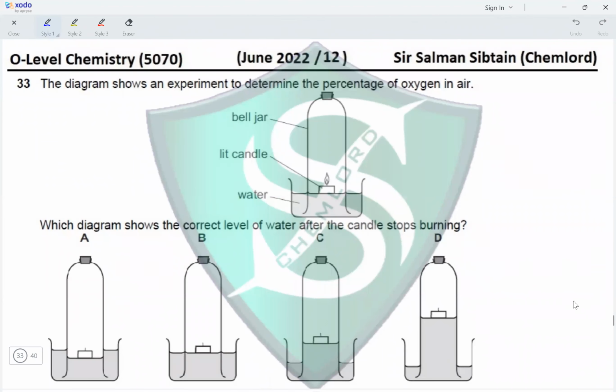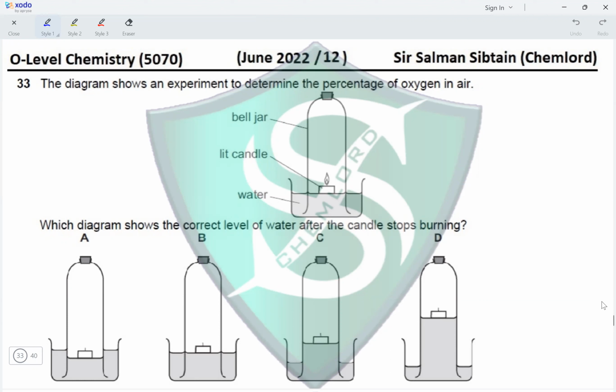Question 33. The diagram shows an experiment to determine the percentage of oxygen in air. Okay, we have a bell jar, we have a lit candle, and we have water. So basically, oxygen is being consumed for keeping the fire lit. Which diagram shows the correct level of water after the candle stops burning? So air contains 21% by volume of oxygen.